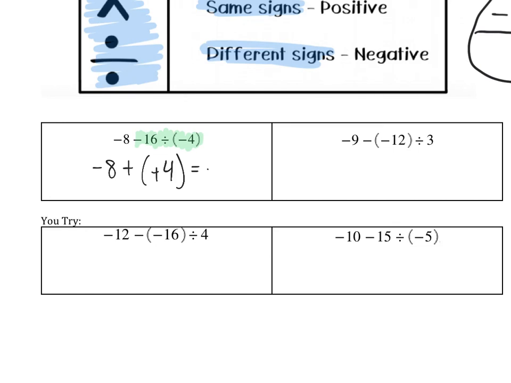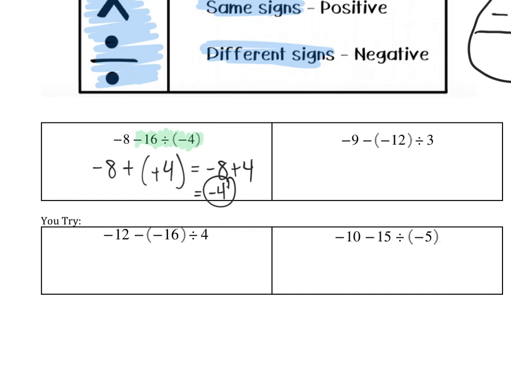And now what I have is -8 plus 4. And according to integer rules, they're opposite signs. So when they're opposite signs, you subtract. 8 minus 4 is 4, and you keep the sign of the bigger number, which 8 is bigger and it's negative. So my final answer is -4. Let's try it with the next one.